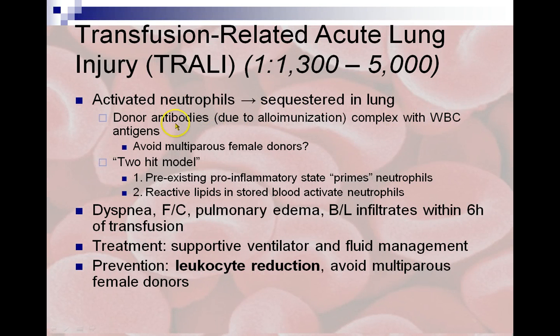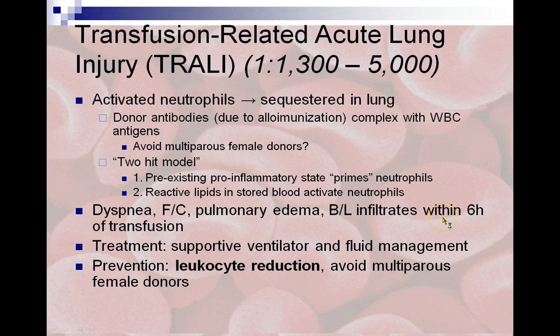So once these activated neutrophils are bound up by donor antibodies, they sequester in the lung and cause the lung injury. Some say this is a two-hit model, where you have to have a pre-existing inflammatory state of some kind, which many of our transfusion patients are already in due to trauma, surgery, or other injury. And now those neutrophils get activated by reactive lipids in the stored blood. So it's not just the antibodies, but it's actually inflammatory substances in the stored blood, which activates these neutrophils. So we see two different hypotheses for what is it that causes TRALI.